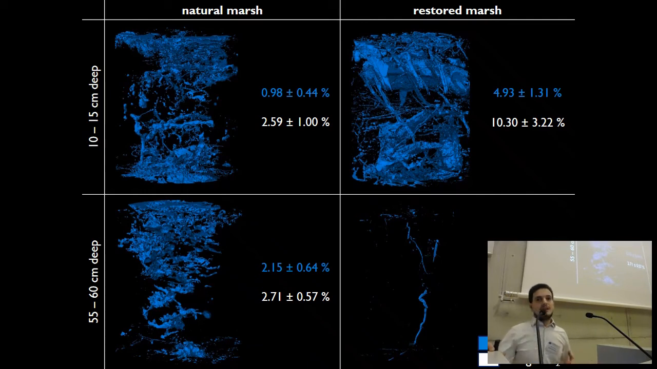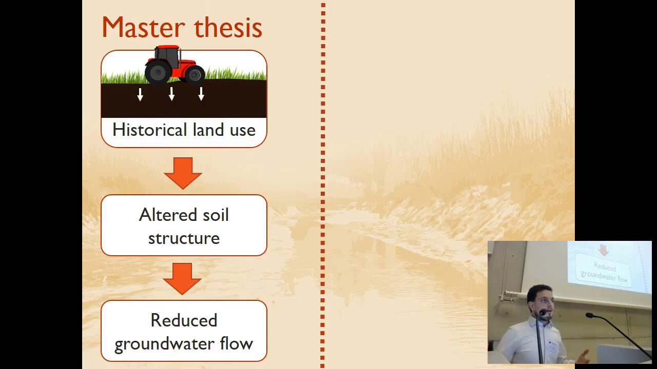So then laboratory tests indicated that as a result of this, the underlying layer forms a barrier for groundwater flow in restored tidal marshes. So to summarize, what I found in my master thesis is that the former agricultural historical land use led to an altered soil structure, which then ultimately led to reduced groundwater flows.